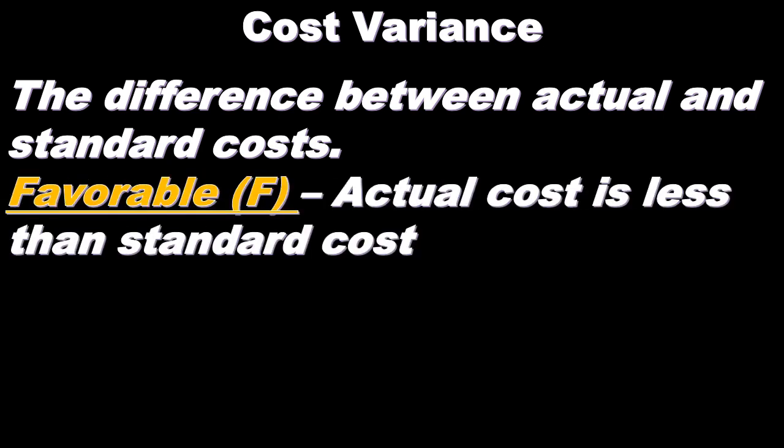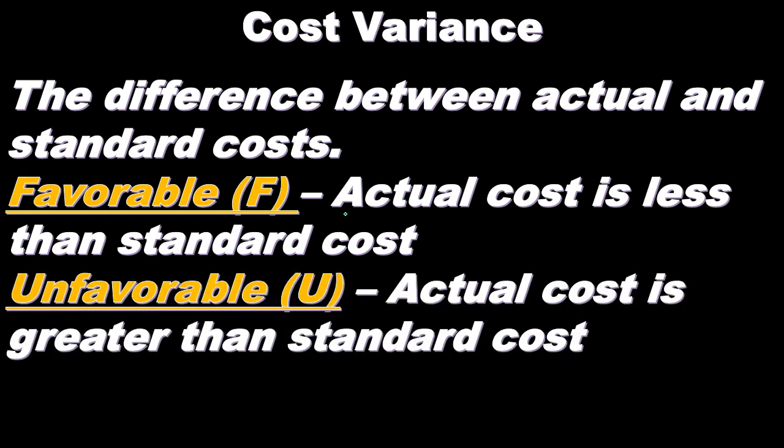Now, a favorable difference will typically be indicated with a large F, and that's where the actual costs are less than the standard cost. That would make sense, of course, because costs we don't like in terms of financial accounting. So if the actual cost is less than what we thought the cost should be, then in essence we've done better than we had expected in some way, and therefore we have a favorable difference indicated with an F.